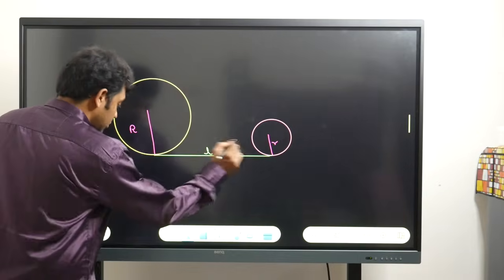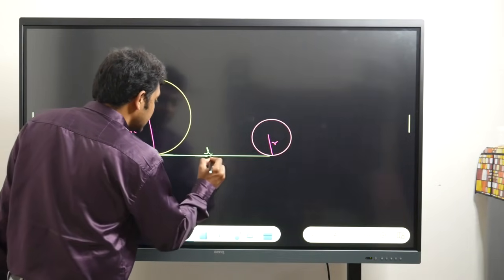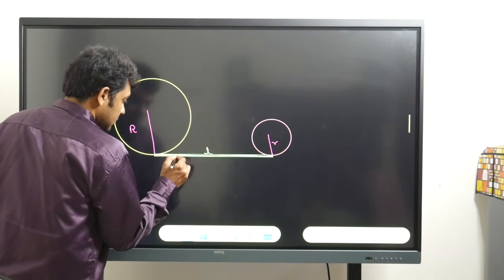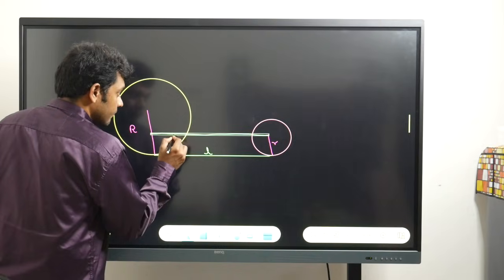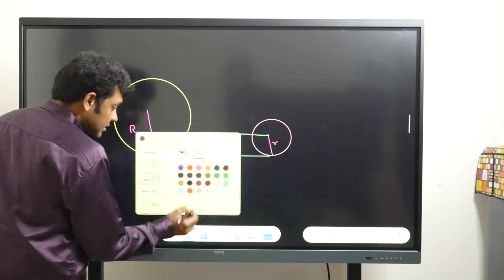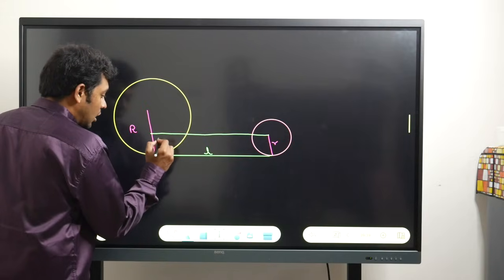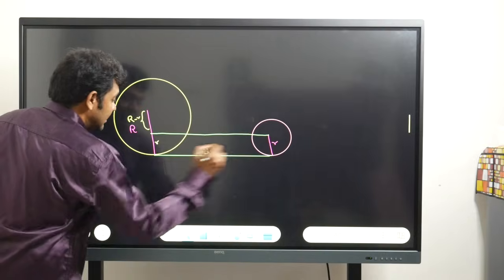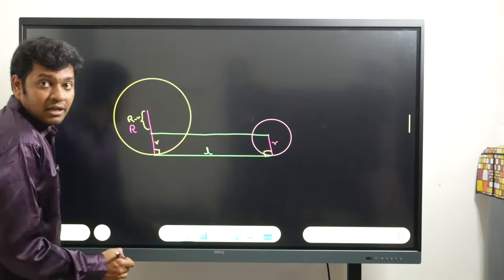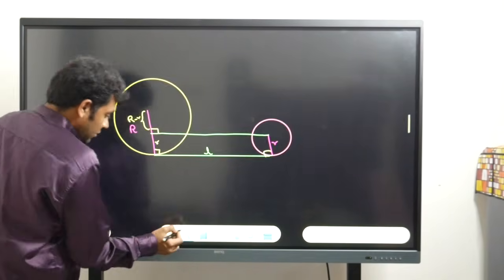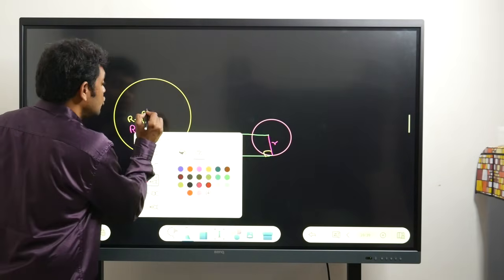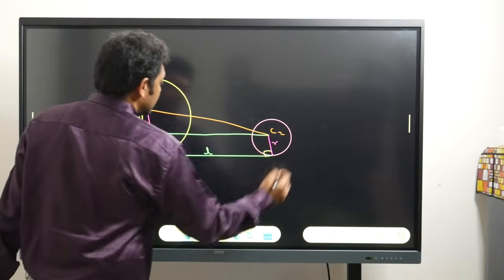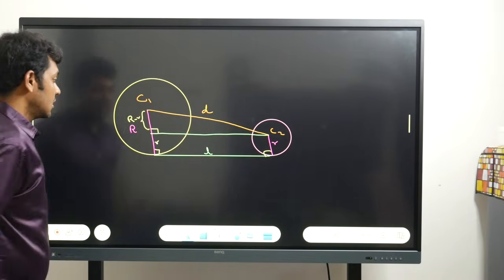Now let me project this length, just to the top, parallel. Such that this length will be small r and this length will be capital R minus small r. Since this is my tangent, it's perpendicular to the radius, so this is a rectangle, so this is my perpendicular. Now, to find the length of the common tangent, we should know the distance between the centers. This is my center 1, this is my center 2. That's denoted as d. Now it's a right angle triangle.